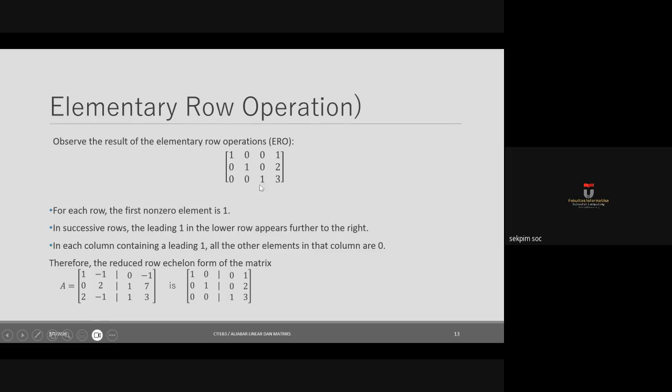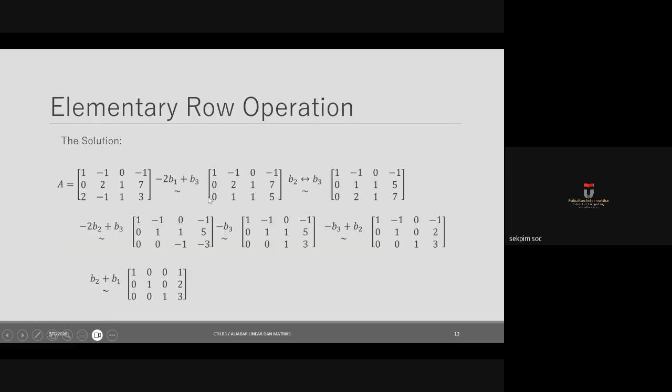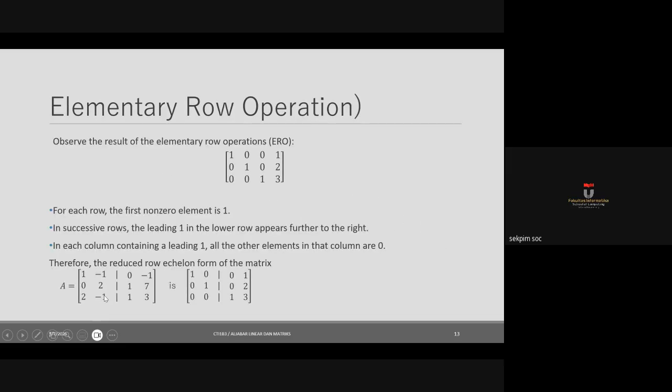Okay, so this is the answer. This is the reduced row echelon form of our matrix. After you do row operations 1, 2, 3, 4, 5, 6, so after 6 row operations from matrix A, you get the result. Okay.